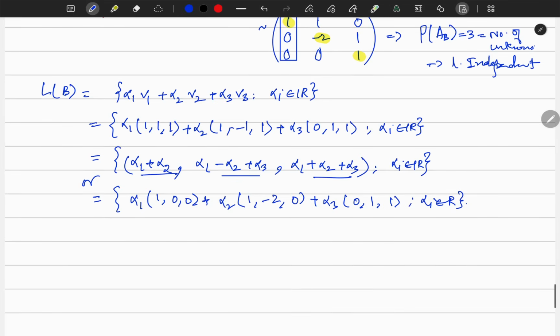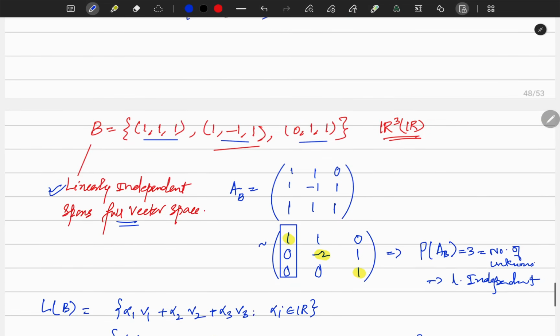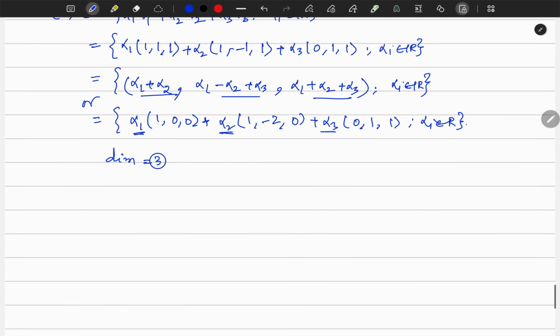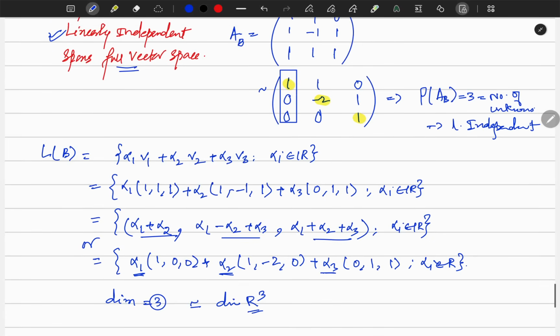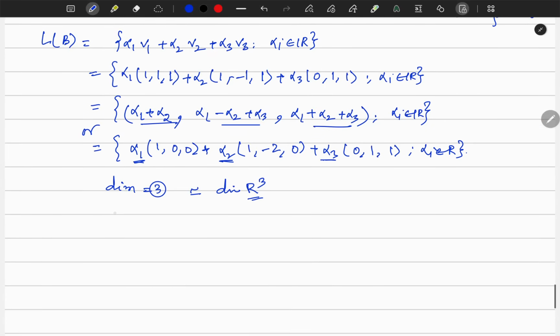So it means that you need three linearly independent variables, so its dimension is 3, and your space dimension, that is R3, is also 3, so that is equal to the dimension of R3. That means it spans the whole of your space and it is linearly independent. It means that this is a basis, so B is the basis. Okay. Clear?